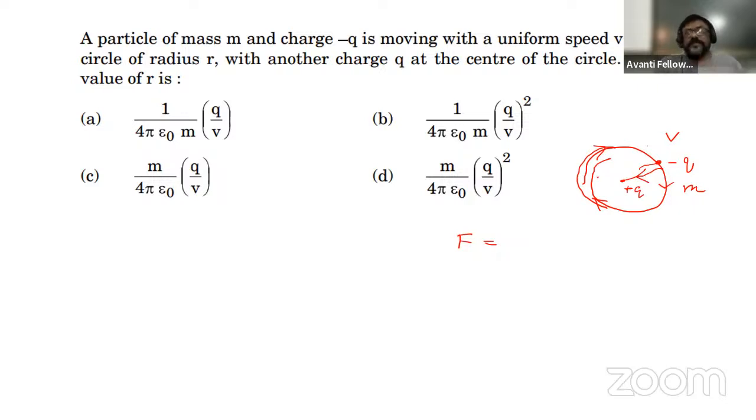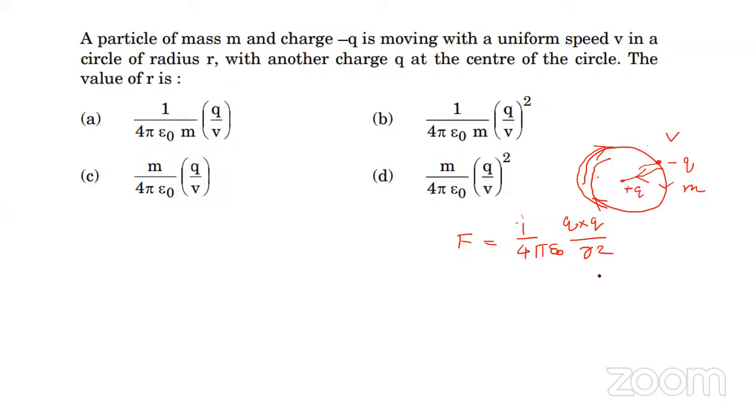So this will provide the centripetal force. That centripetal force is given by 1 by 4 pi epsilon 0 q into q, considering only the magnitude again, by r square. So Q cube by r square. This will be the centripetal force. And again, we know the expression for the centripetal force.